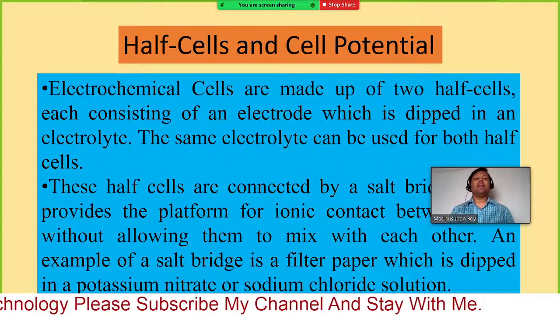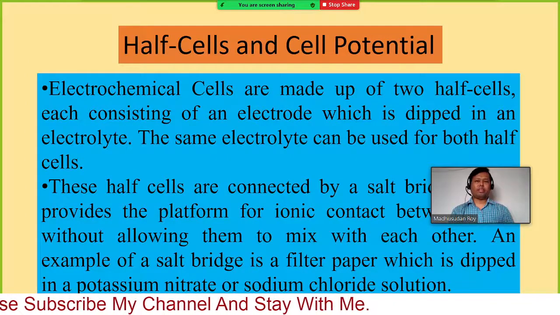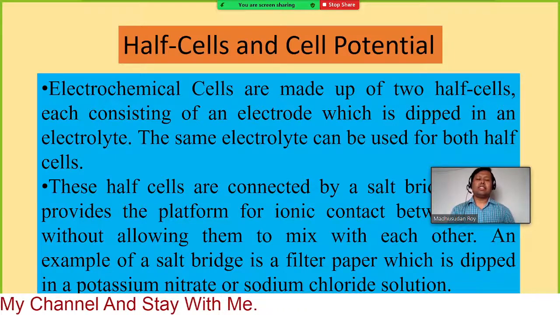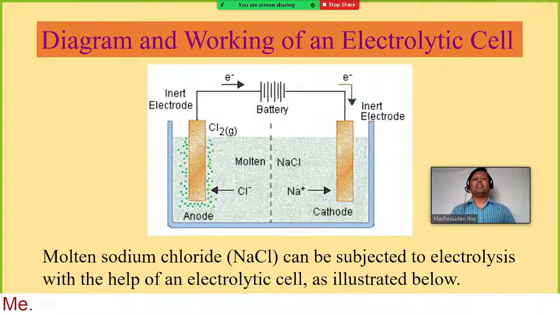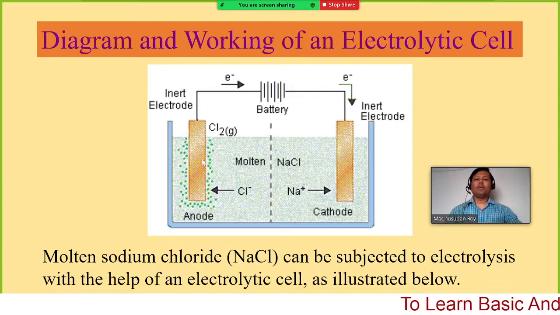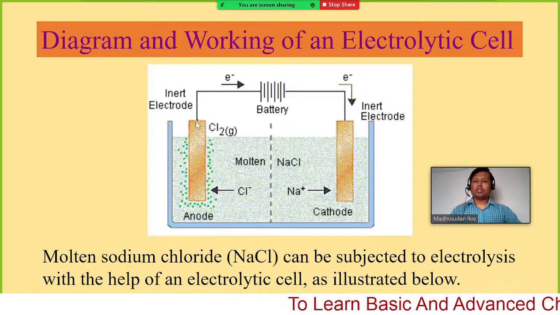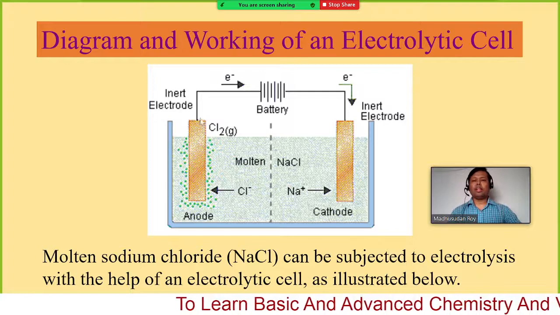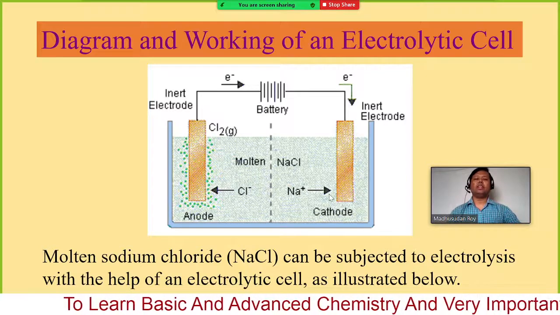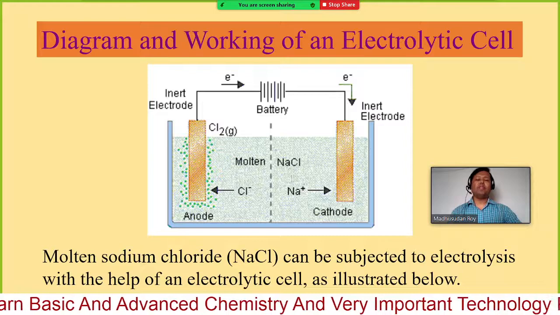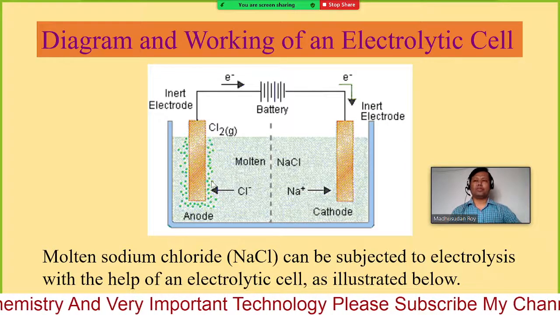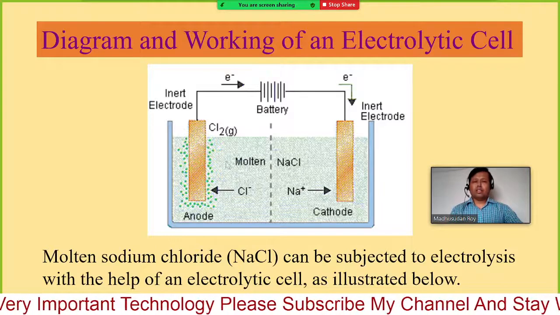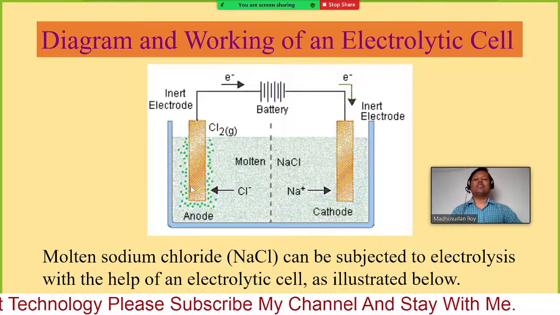Then half cells and cell potential. In the last classes I have shown you some figures regarding the cell. This is one kind of cell, an electrolytic cell. We have two different electrodes here. This is one electrode, this is another electrode, and sometimes you may have the same electrolyte or different electrolytes. So we have two different half cells.